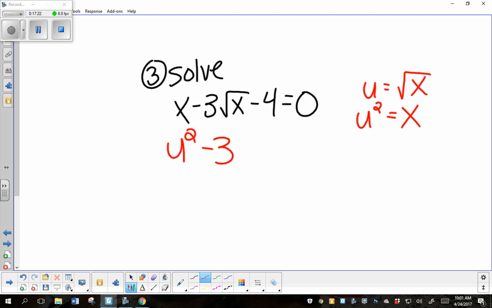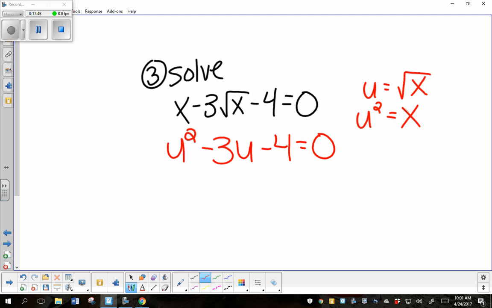minus 3u, because the square root of x is u, minus 4 equals 0. Nice, I think that's going to work, Charlie, because does this look quadratic now? Yeah, this looks quadratic. So anytime you see a square root in the problem, you're going to have to use u equaling a square root of something so that you can figure out what u squared is.